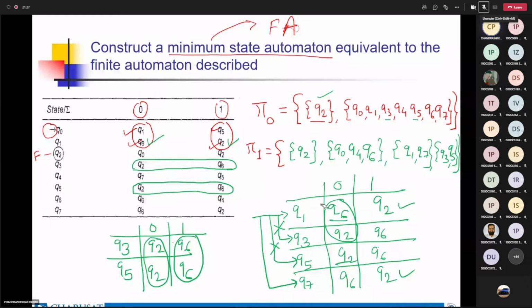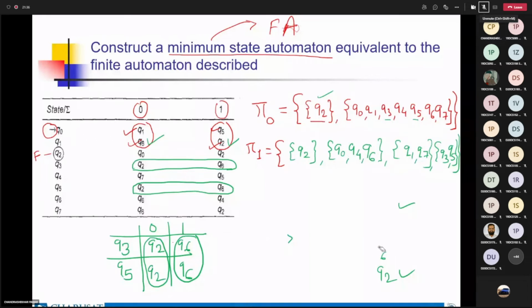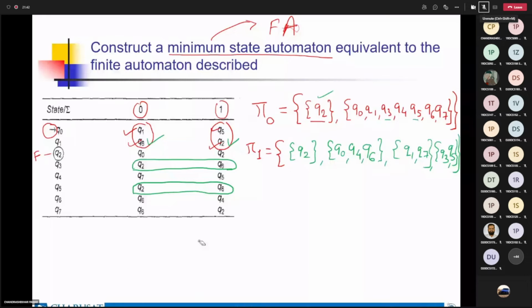So in this way I am going to prepare the pi1 set. That is the one equivalent. One equivalent means these states are equivalent to each other at the first level. That is the one equivalent. Now we have to find out the next, that is pi2.